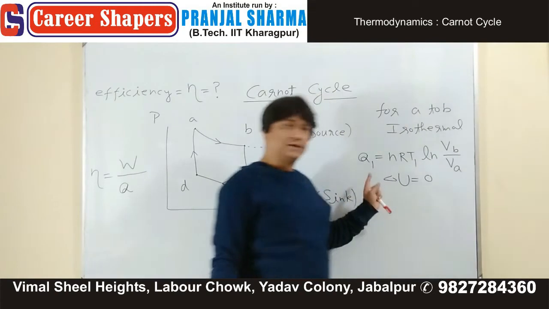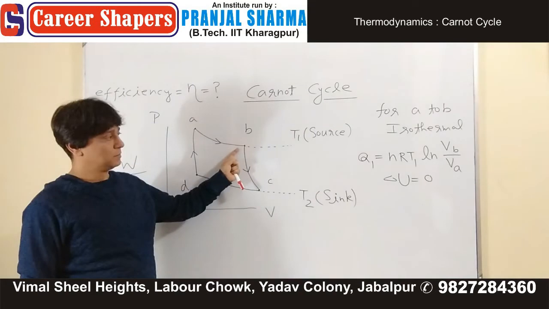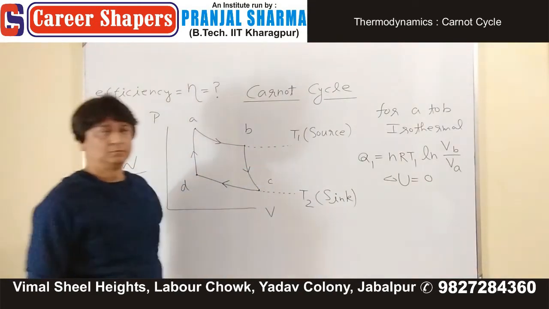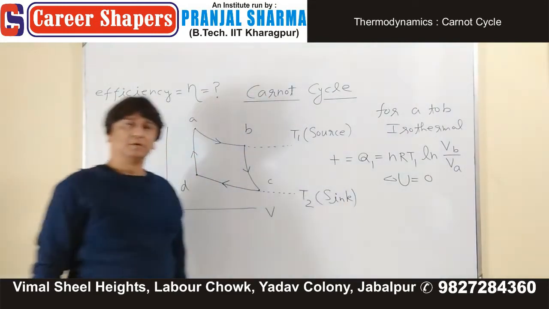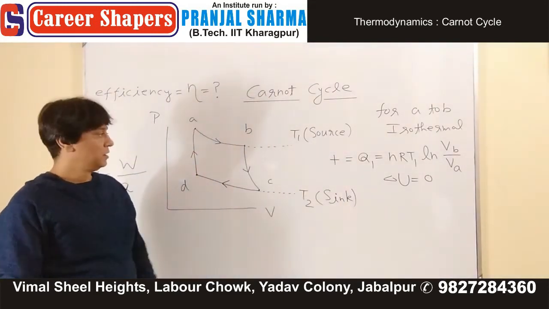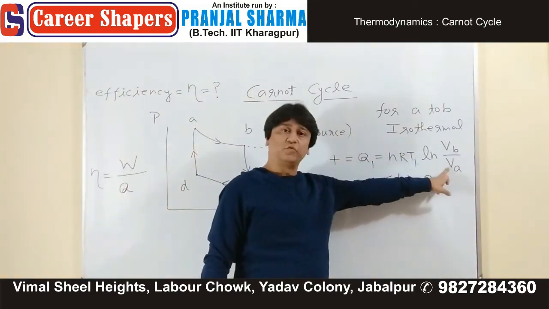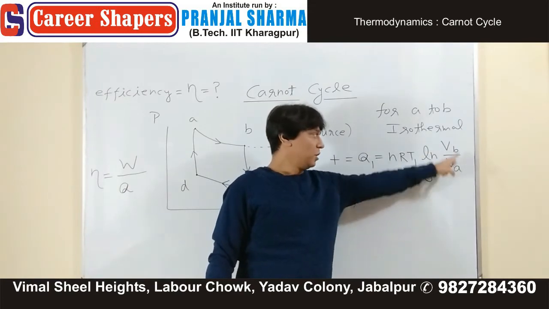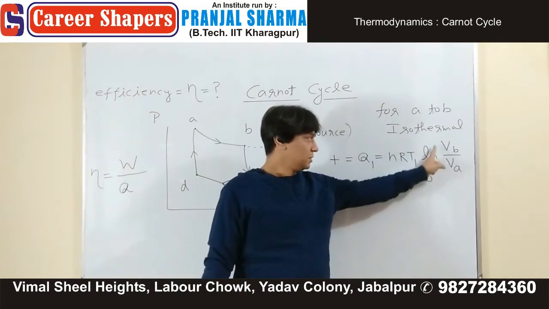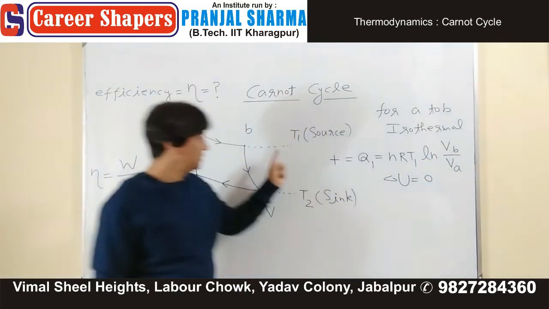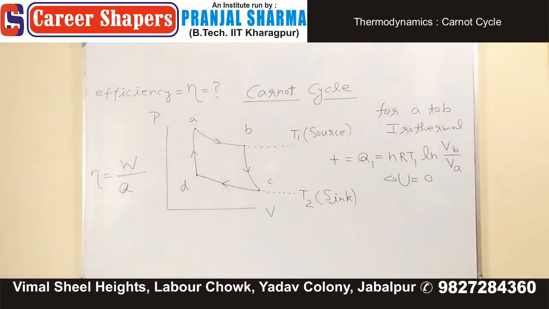So this much is the heat supplied, Q1. This Q1 is a positive number. Why? Log V final upon V initial. We are dealing with a log of a number which is greater than 1. VB upon VA. Since VB is greater than VA, this log term is a positive number.